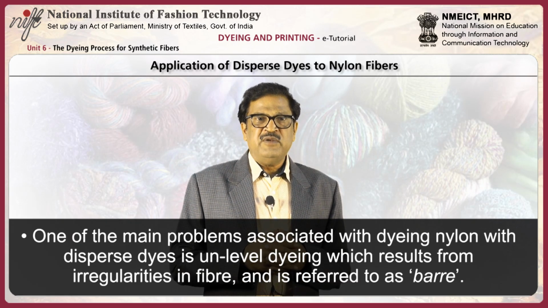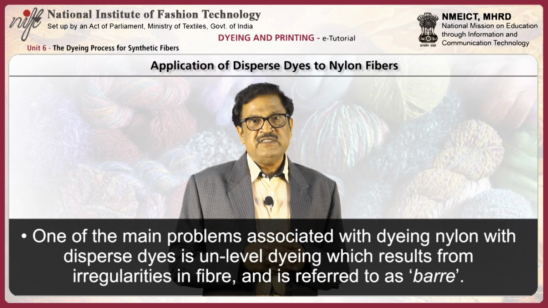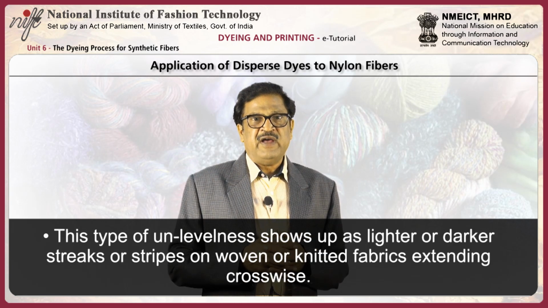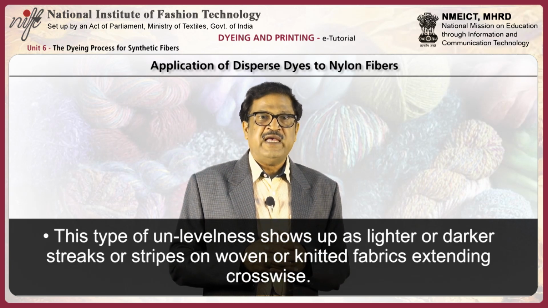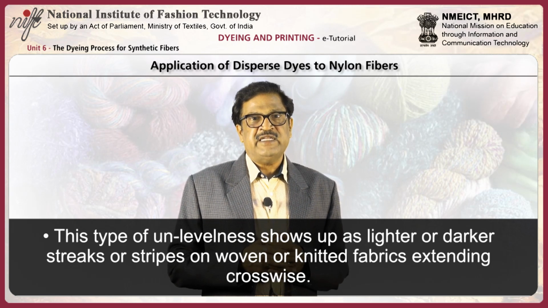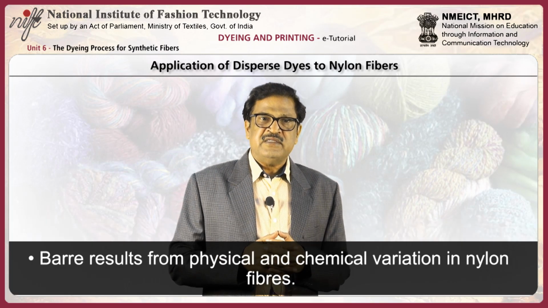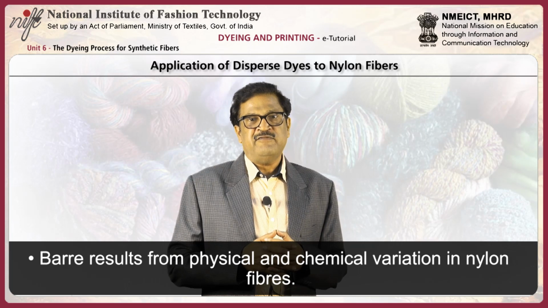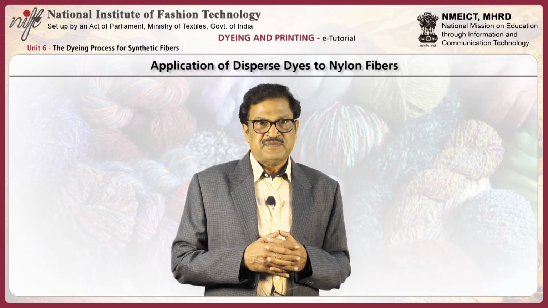One of the main problems associated with dyeing nylon with dispersed dye is unlevel dyeing, which results from irregularities in the fiber, and it is referred to as barré. This type of unlevelness shows up as lighter or darker streaks or stripes on woven or knitted fabrics extending crosswise. Barré results from physical and chemical variation in nylon fiber structures.